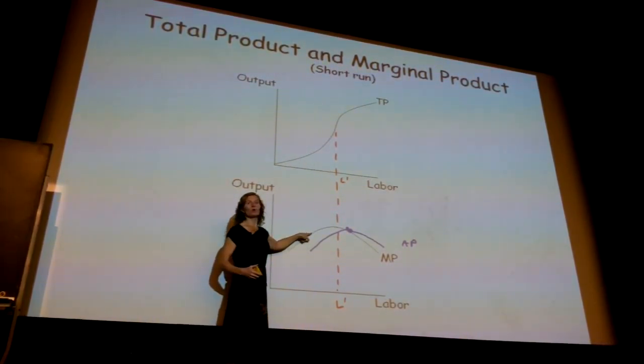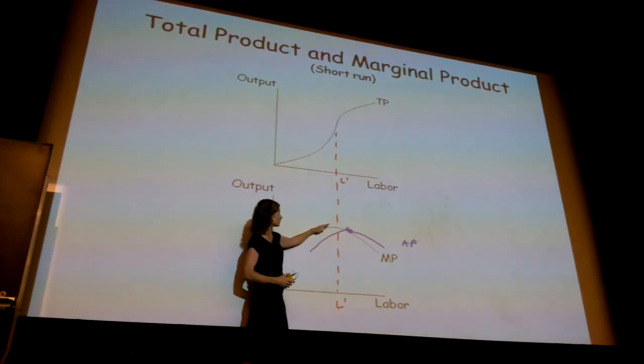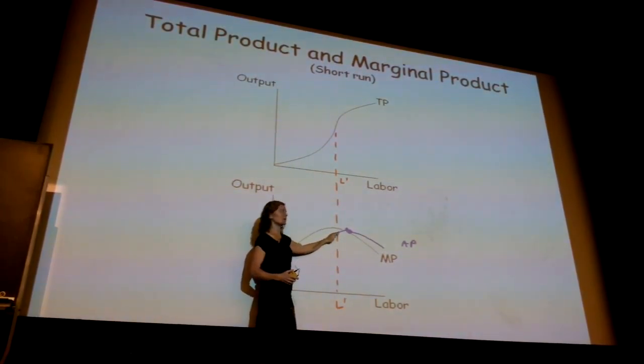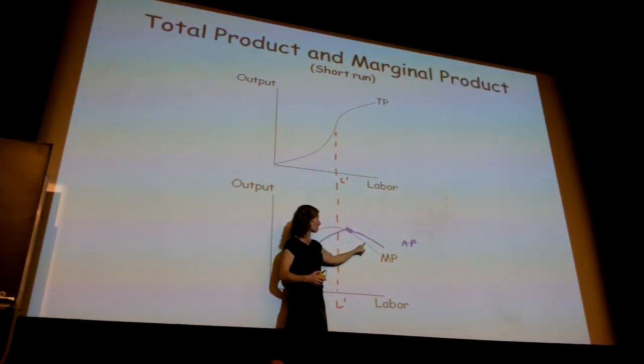If the last worker that I hire increases output by an amount greater than the average productivity of workers when I hire them, that's going to bring the average up. Whenever the margin is greater than the average, the average is going to be increasing. And whenever the marginal worker is less productive than average, the average is going to be decreasing.